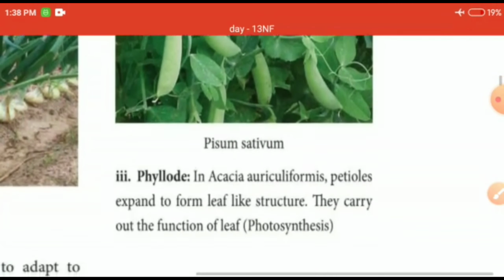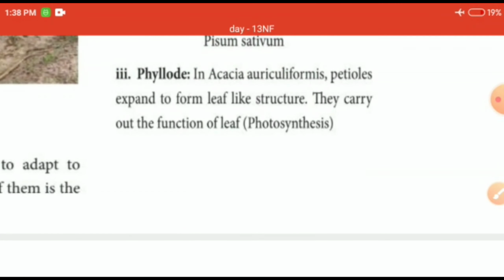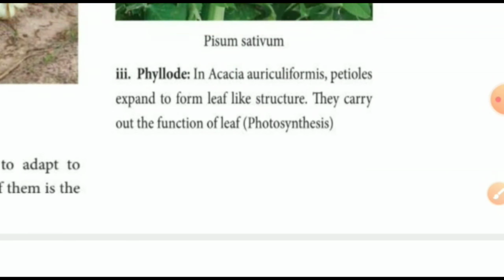Next, phyllode. In Acacia auriculiformis, the leaf-like petioles expand to form leaf-like structures. What is the use? This is used for photosynthesis.